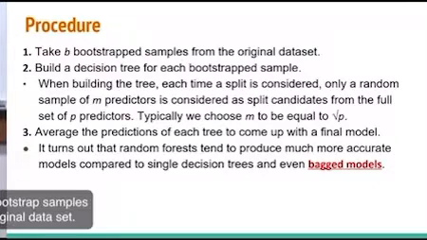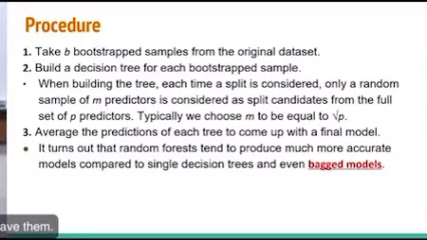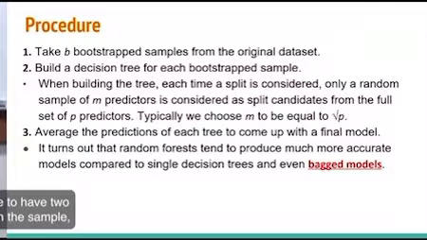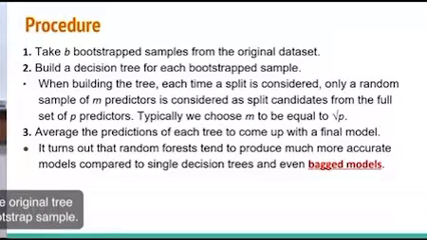Okay, so let's go to the procedure now for random forest. Take B bootstrap samples from the original data set. In this class, I've already walked you through bootstrapping, right? If you have 200 in the sample, you can produce several versions of that. Okay, it's going to be that same 200, only a different version, right? Then build a decision tree on each bootstrap sample.